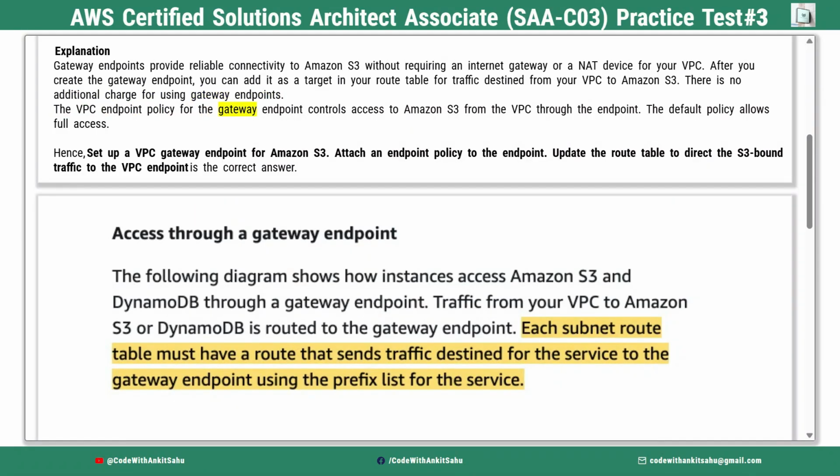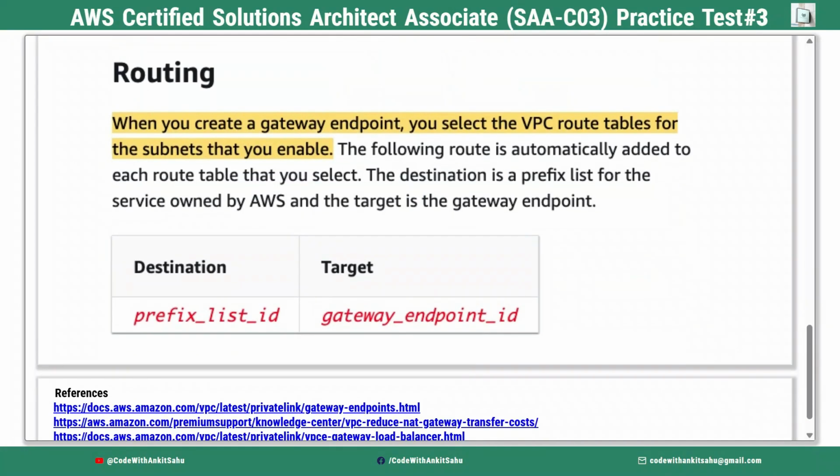The VPC endpoint policy for the gateway endpoint controls access to Amazon S3 from the VPC through the endpoint. The default policy allows full access. Hence, set up a VPC gateway endpoint for Amazon S3. Attach an endpoint policy to the endpoint. Update the route table to direct the S3 bound traffic to the VPC endpoint is the correct answer. References.